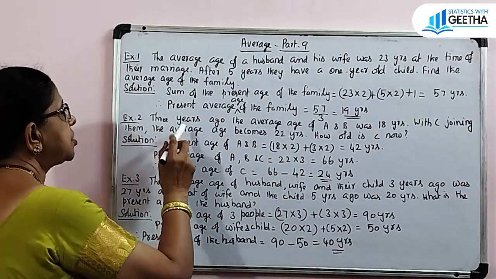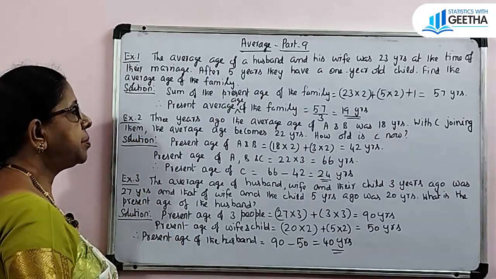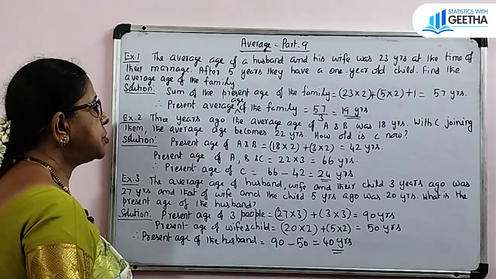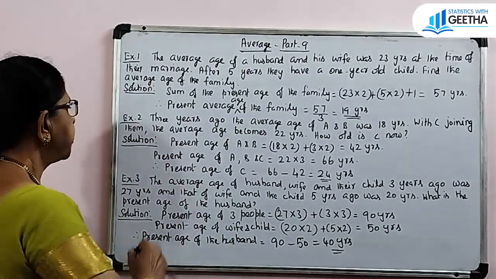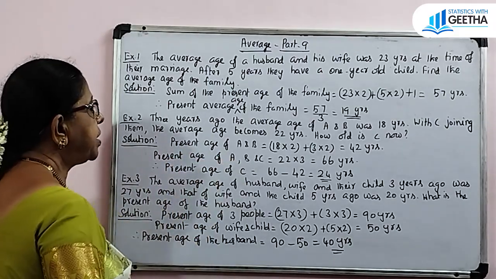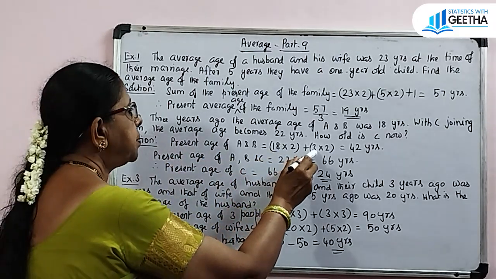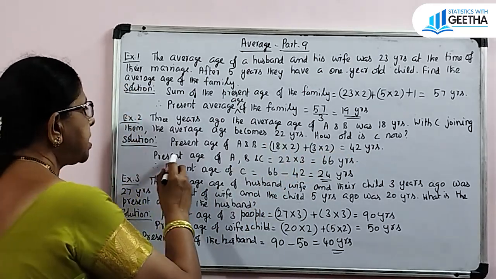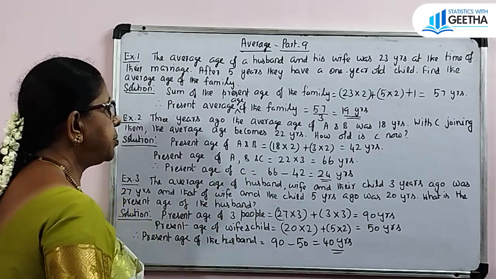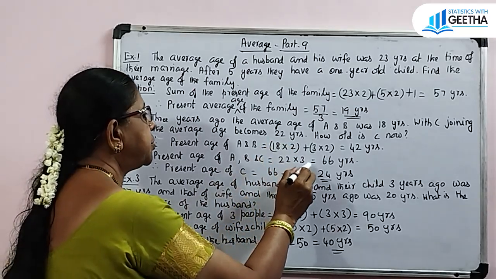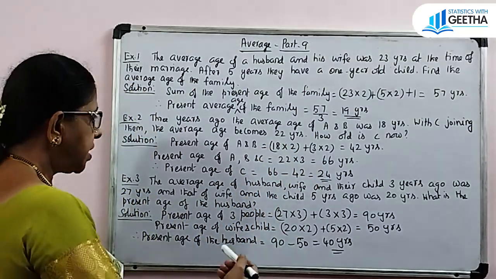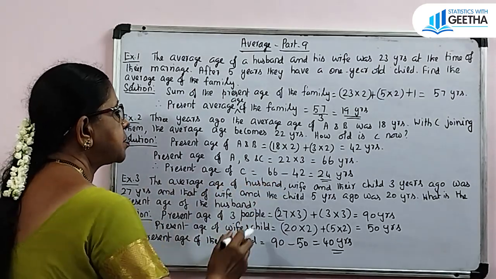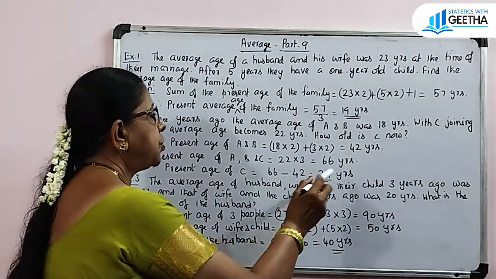The second exercise: 3 years ago, the average age of A and B was 18 years. With C joining them, the average age becomes 22 years. How old is C now? Solution: present age of A and B is 18 into 2 plus 3 into 2, because it is 3 years ago, which equals 42 years. Present age of A, B and C: the average age is 22 years, so 22 into 3, that is 66 years. The difference is the present age of C. Therefore, present age of C equals 66 minus 42, that is 24 years.